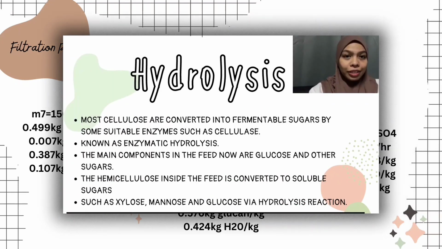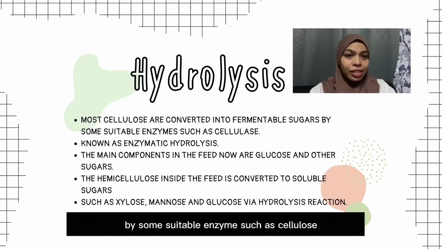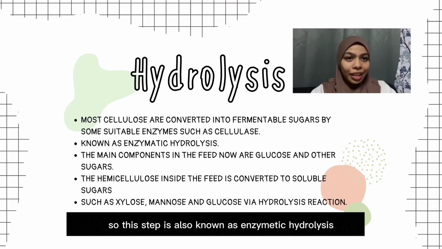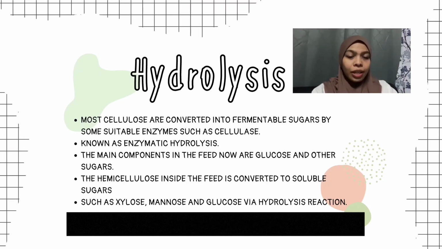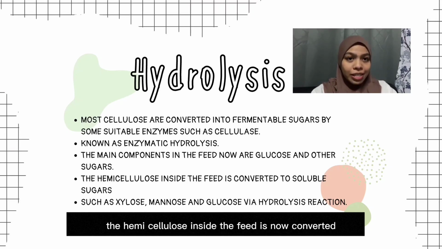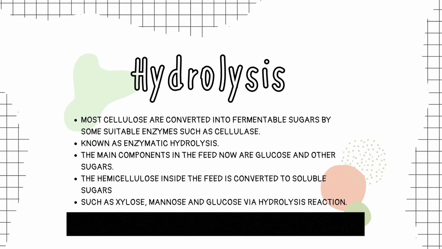In the hydrolysis step, most cellulose is converted into fermentable sugar by a suitable enzyme, such as cellulase. So, this step is also known as enzymatic hydrolysis. The main components in the feed now are glucose and other sugars previously produced from the pre-treatment step. The hemicellulose inside the feed is now converted to soluble sugars such as xylose, mannose and glucose via hydrolysis reaction.